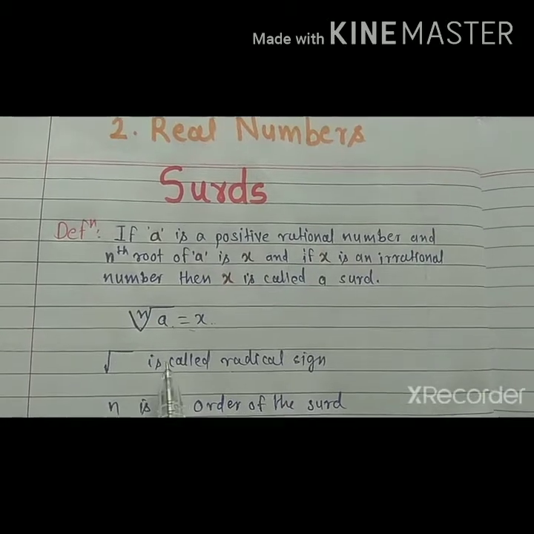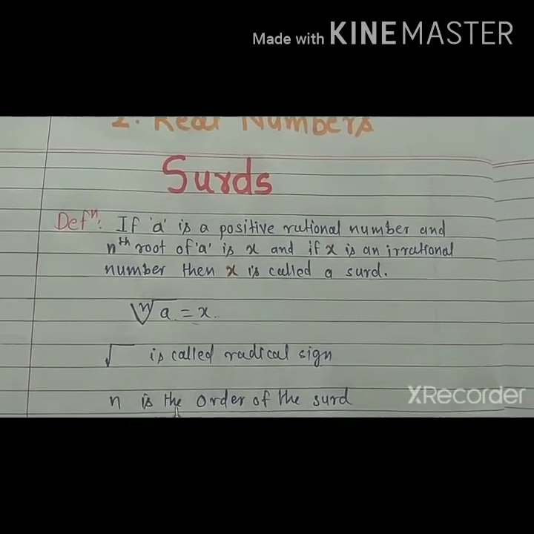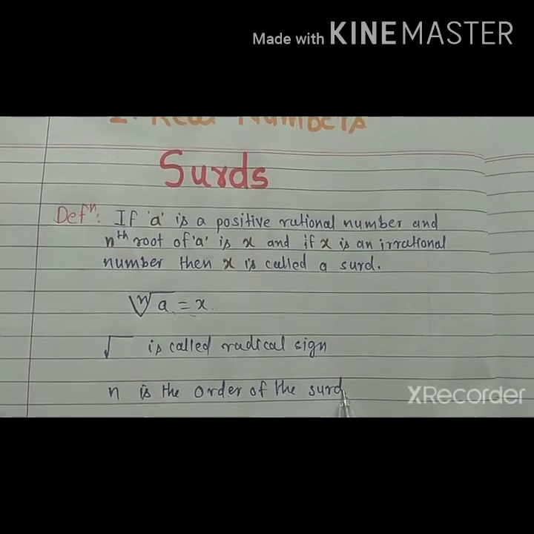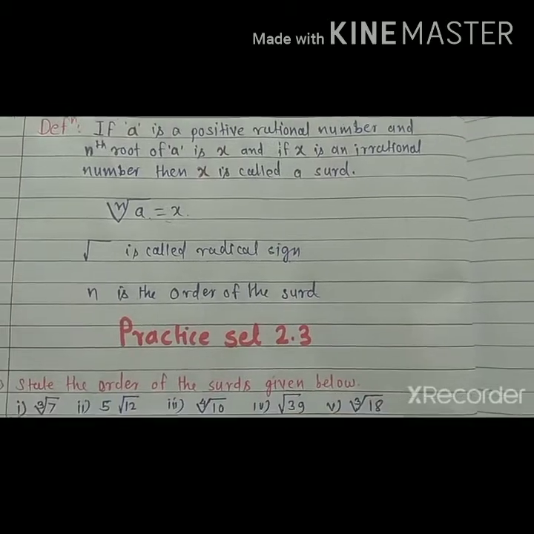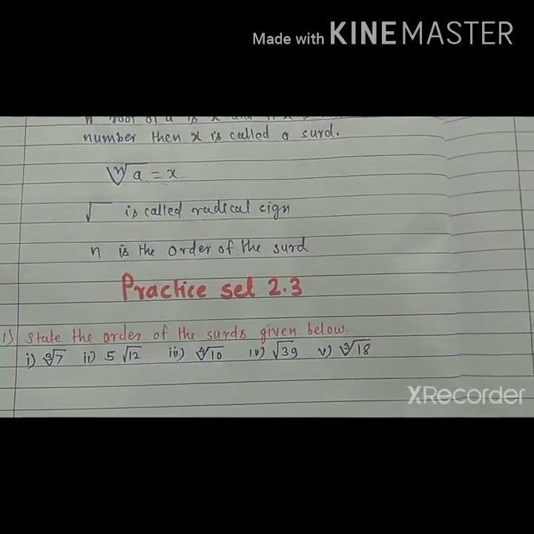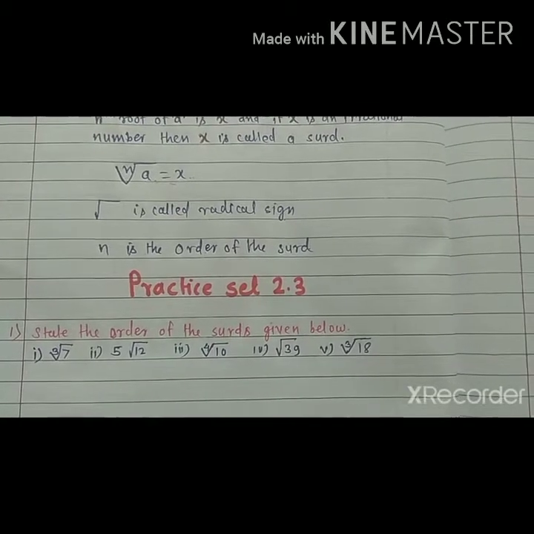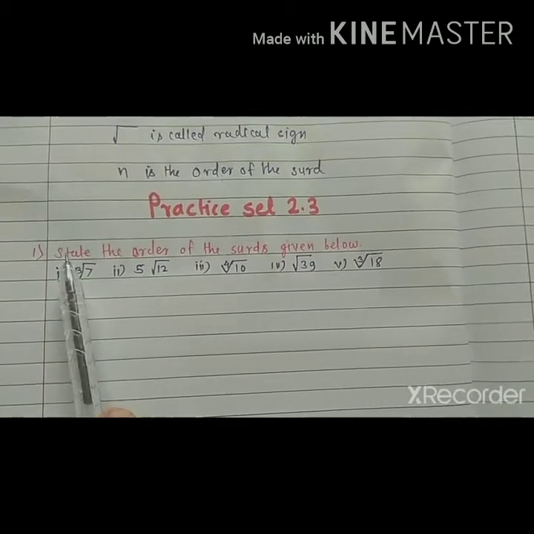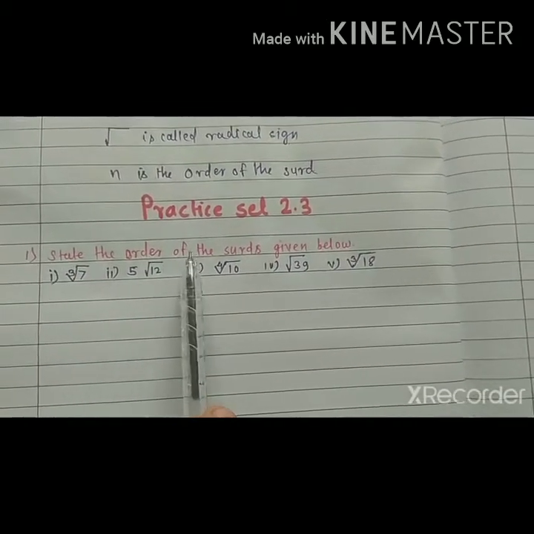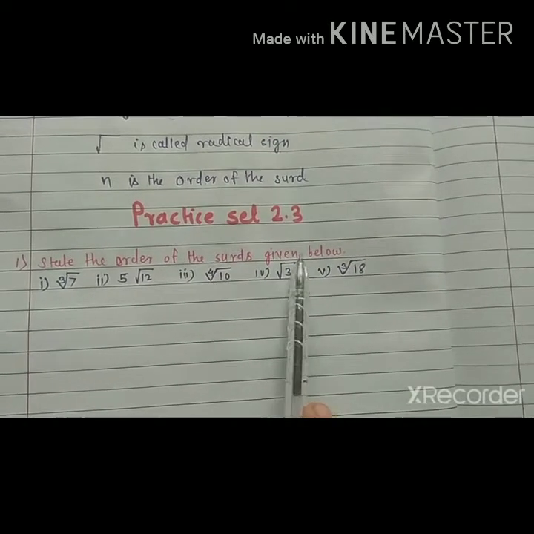Here the symbol is called the radical sign, and this n is the order of the surd. Next, practice set 2.3. Question number 1: state the order of the surds given below.